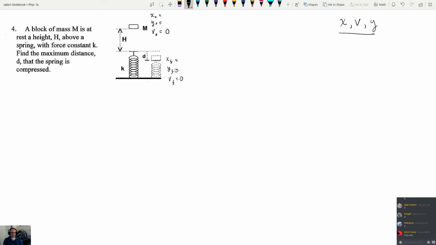Let's look at the elevation. Now, in order to use the y, we need a reference point that's going to be 0. So we could make the top 0. We could make the uncompressed distance of the spring 0. We could make the bottom 0. It really doesn't make a difference which one we choose, but we can always choose either y initial or y final to be 0. So we might as well do that, right? It'll simplify our calculation. What do we want to use? You want to use the bottom to be 0? Or you want to use the top to be 0?